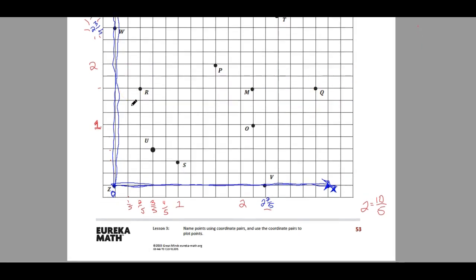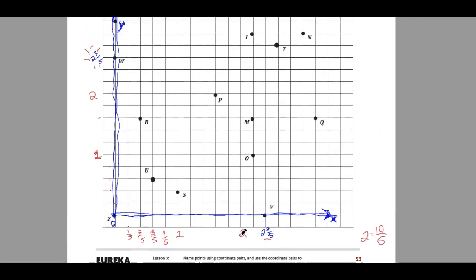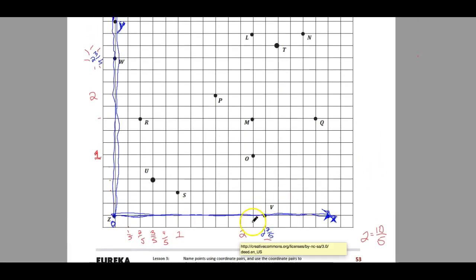RMQ. So we'll write RMQ. R, M, and Q fall on there. Now we're going to identify all the points on the x coordinate of 2 and 1/5. So if we go over here, here's our 2, 2 and 1/5. And now we have O, M, and L.